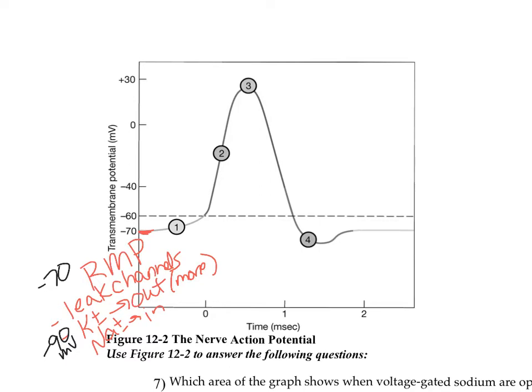And in addition to that, we have negatively charged proteins. So that creates our resting membrane potential, right? So that's where we start, at negative 70.